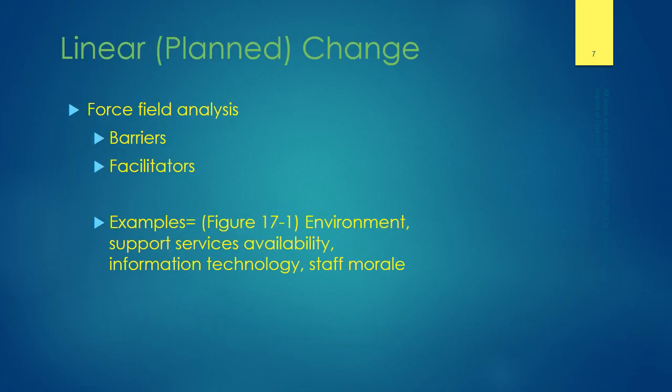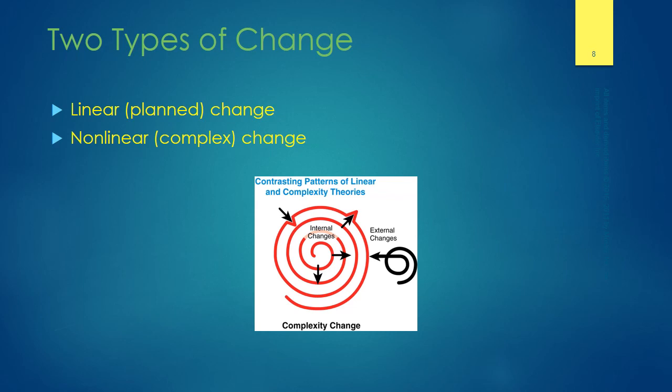With linear or planned change, we can use Lewin's force field analysis to look at the elements such as barriers and facilitators. Examples to look at might be environment, support service availability, information technology, as well as staff morale. Planned change is a slow, methodical approach that is viewed as linear. Planned change typically deals with predictable changes such as determining how to educate all staff on the use of a new piece of equipment.